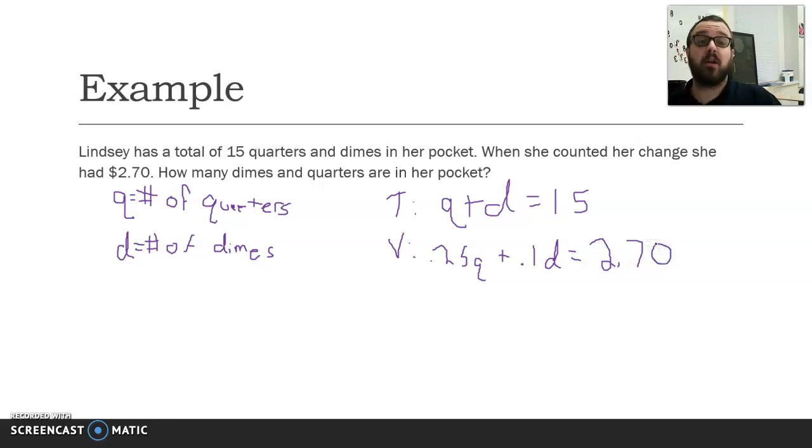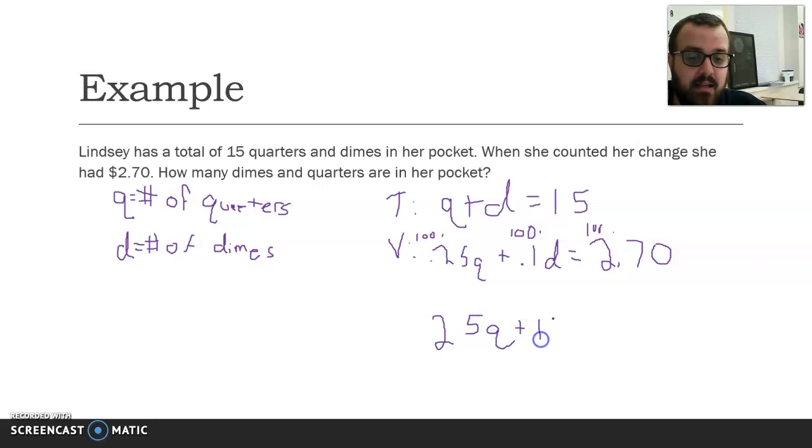Here's an example where I'm going to want to use clearing out the denominator as a strategy to solve, okay? Notice how I have these decimals. I don't want to deal with decimals, so I'm going to multiply every term by 100. And what that's going to do is move all my decimal places to the right twice, and that's going to make it so that I don't have decimals anymore, and I might have an easier idea of what I want to do. So I'm going to get 25Q plus 10D equals 270, okay?